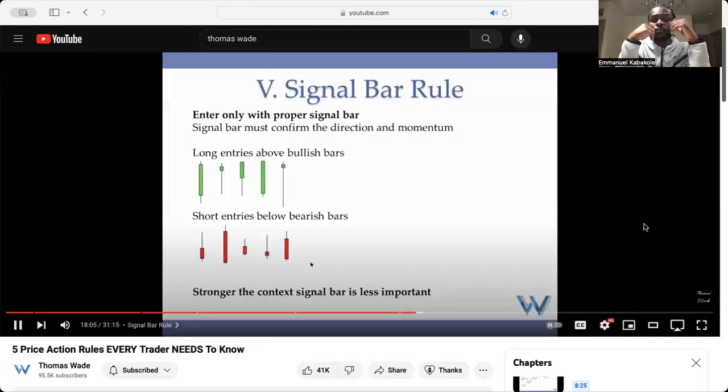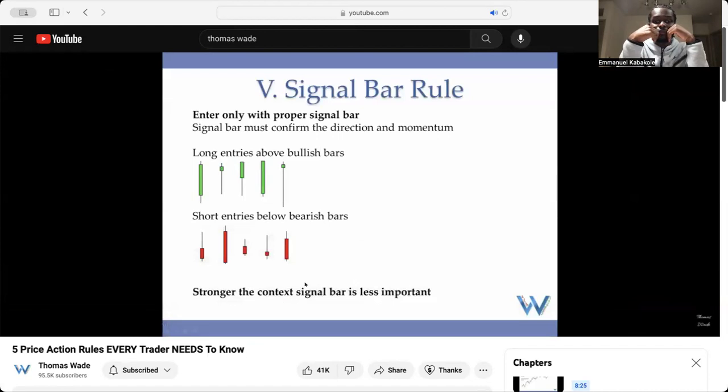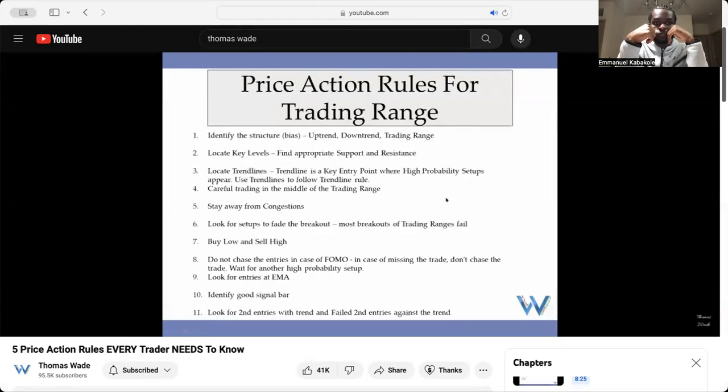the probabilities of a trade succeeding. Of course, the stronger the context, the less important the signal bar is. Sometimes the context may be just so strong that you can afford to take a slightly less ideal signal bar and you're still following the rules. But for the most part, you want to stick to this rule. You want to follow a good signal bar. Let's now take a look at how to use these rules in markets.